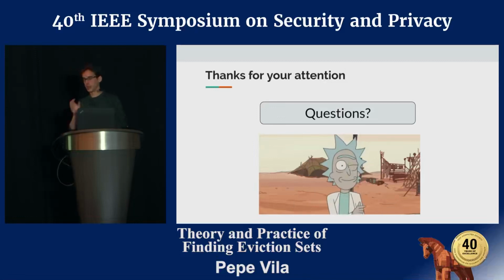So yeah, even if you completely randomize this mapping, it's possible. I guess this is the key insight. It's still possible to find the minimal eviction sets.